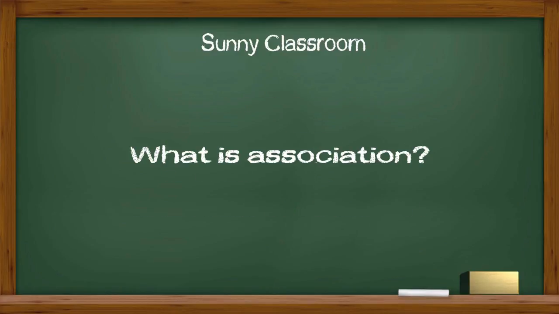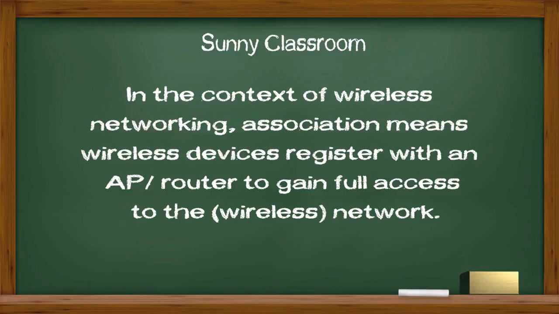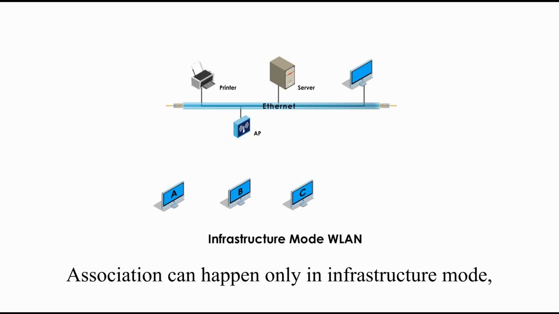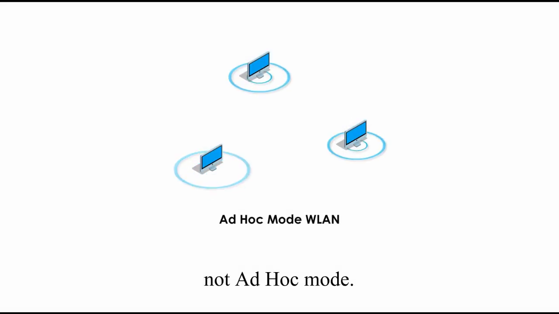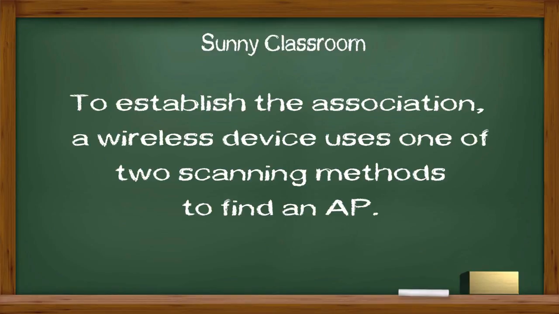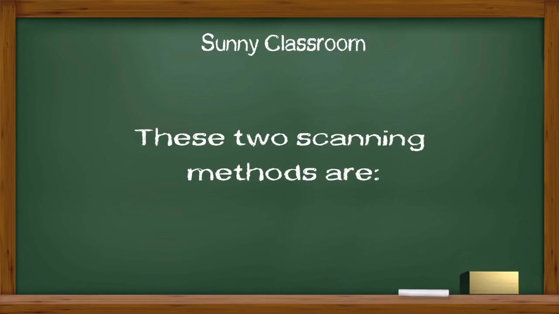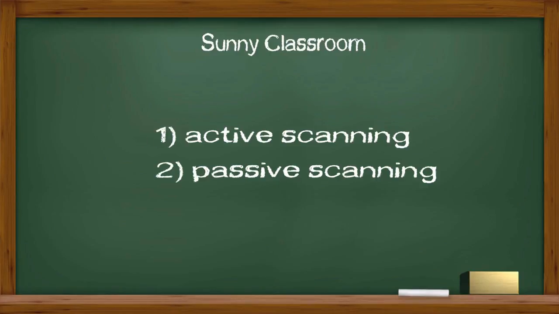First, what is association? In the context of wireless networking, association means wireless devices register with an AP or router to gain full access to the network. Association can happen only in infrastructure mode, not ad hoc mode. To establish the association, a wireless device uses one of two scanning methods to find an AP. These two scanning methods are active scanning and passive scanning.